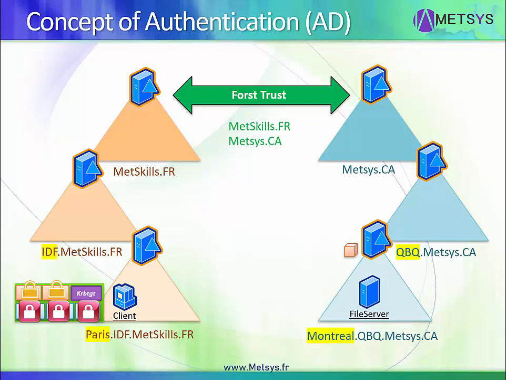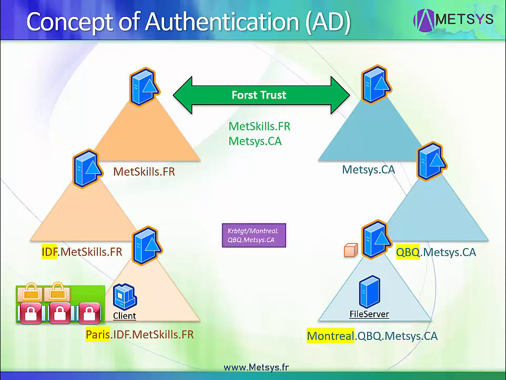And the client will find it. But the point in here is that if the client takes a look at the SPN, it will find that the SPN is a referral to kerbtgt.montreal.qbq.medsys.ca. And the originating service principal name was CIFS File Server Montreal.qbq.medsys.ca, which means that the client has reached the destination.